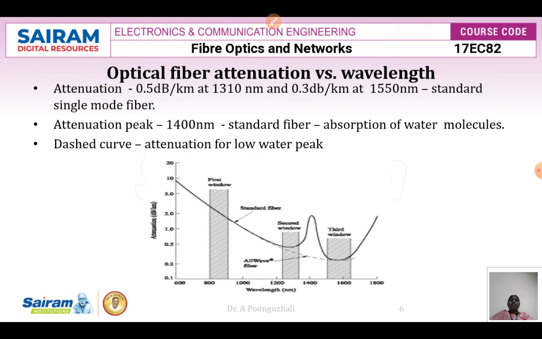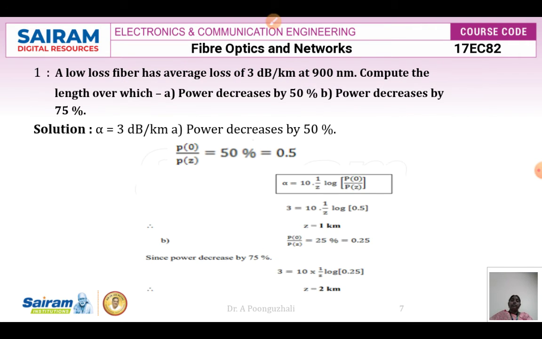Here this dashed curve represents the attenuation for the low water peak. When it has a low water peak, this is the dashed curve, or we can say it is the attenuation for an all wave fiber.